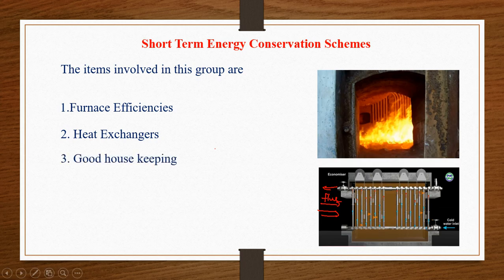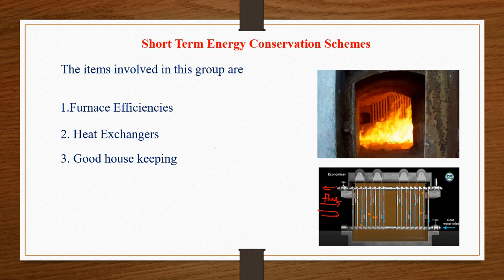And the next one is good housekeeping. So what is meant by good housekeeping? This is not only for a thermal power plant, in our houses also. We can take this example. What is a short-term energy conservation measure? Suppose in the hot season, we were using ACs, air conditioners. Instead of that, if you keep all the doors and windows closed, then the hot air cannot enter into our home. At least we can reduce some energy.